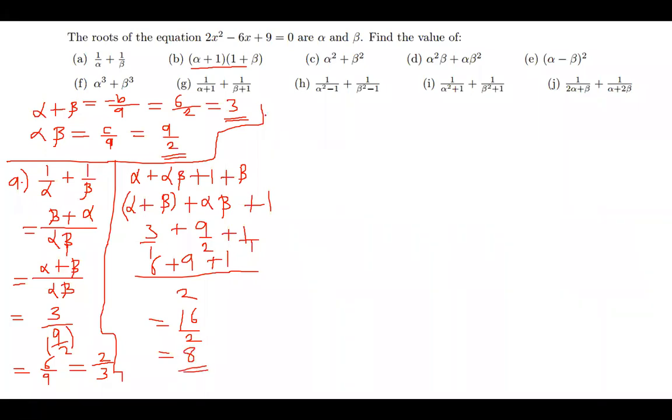Okay, so we move on to the next question. All these questions are very simple. You don't have to stress when answering them. And then we move on to C. C here is saying alpha squared plus beta squared. Before I begin to answer C, if you want, you can master the formula for alpha squared plus beta squared. But if you can't manage to master it, then you should know how to derive it. And how do you derive such a thing?